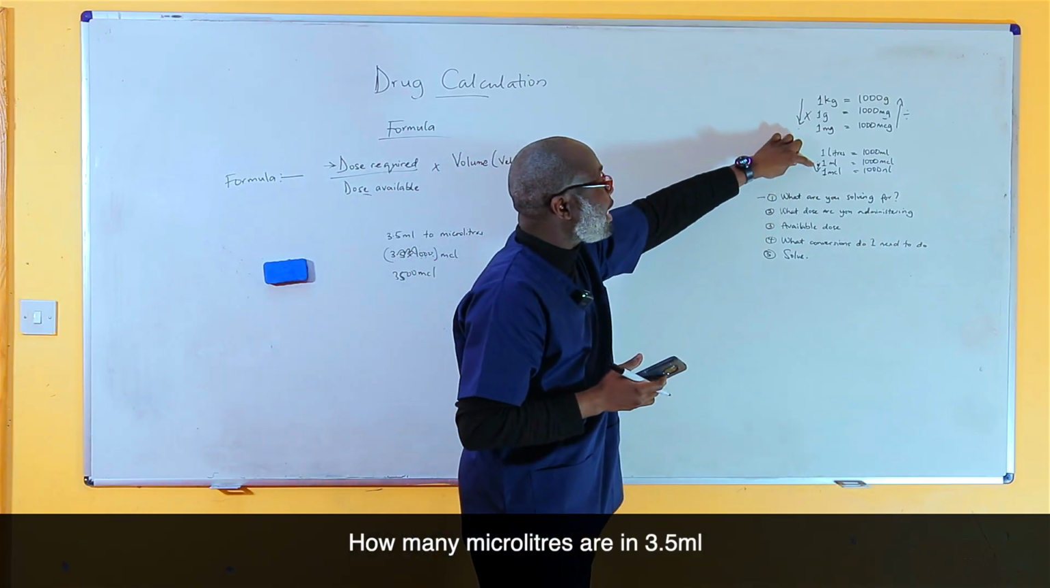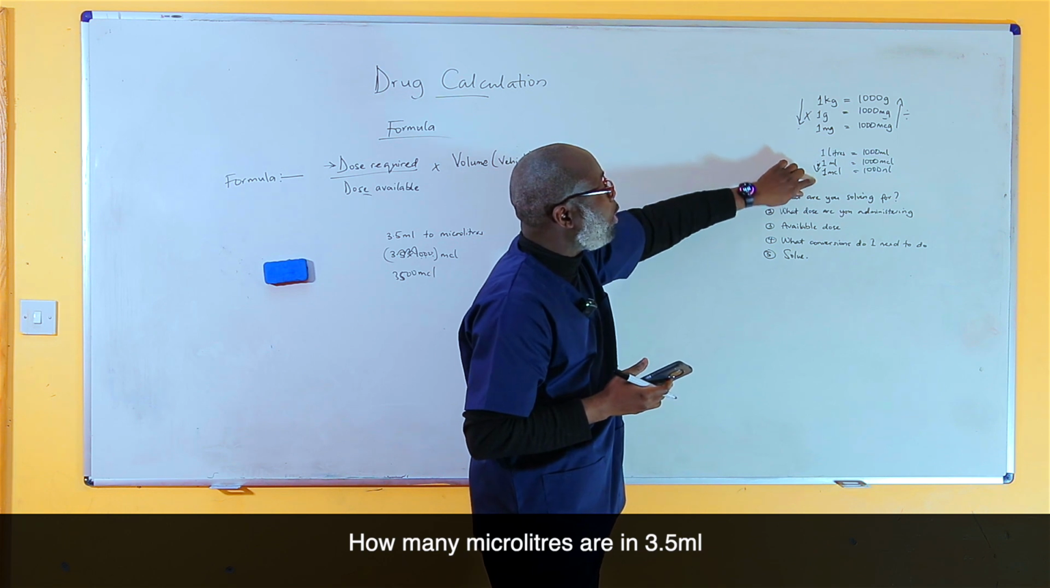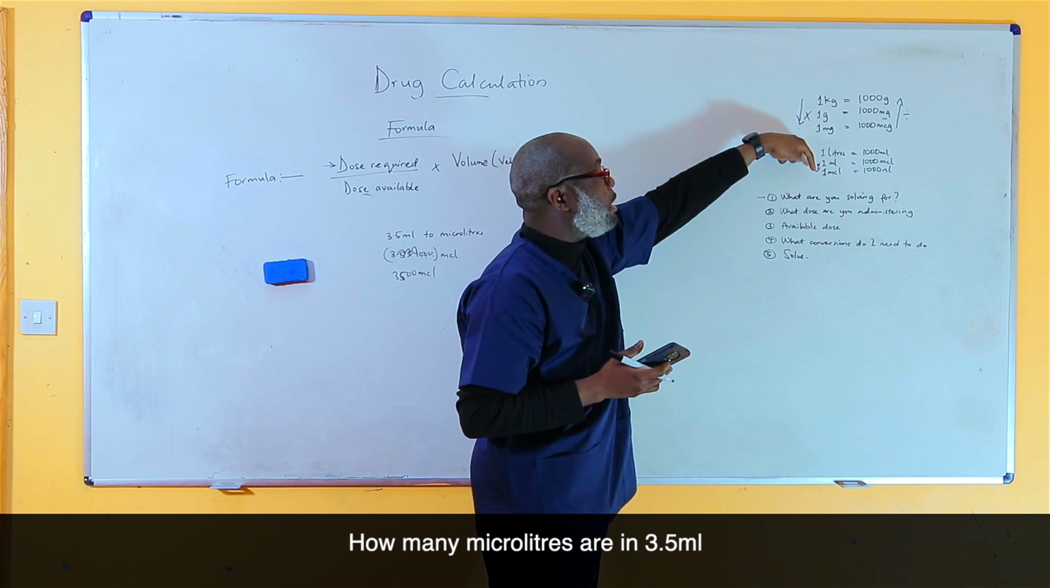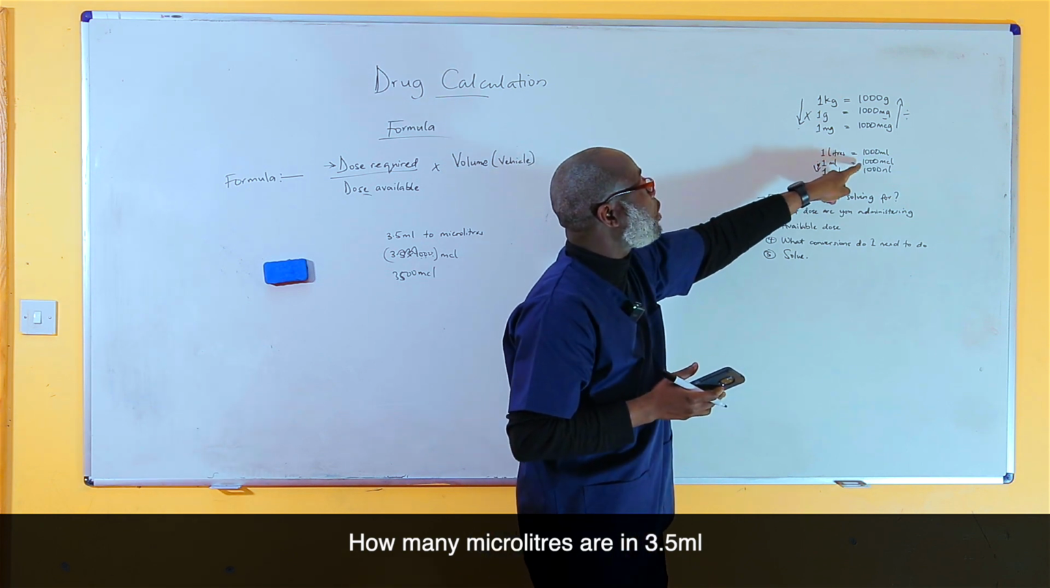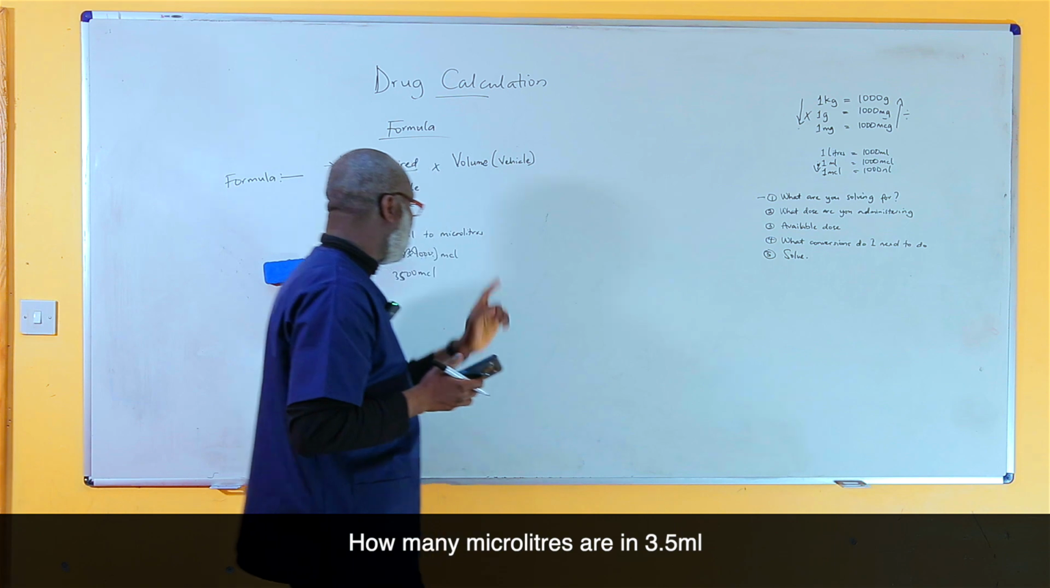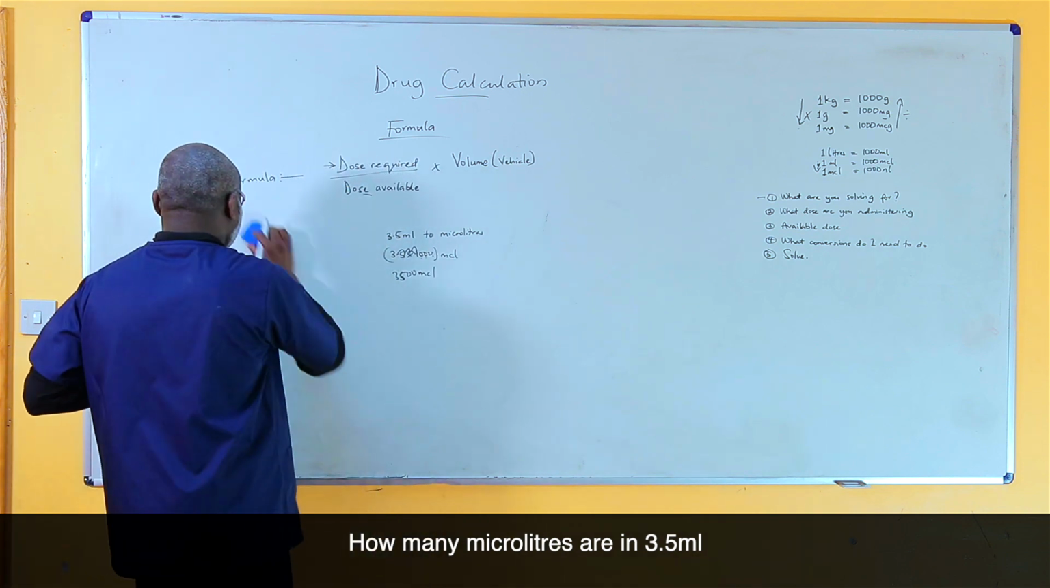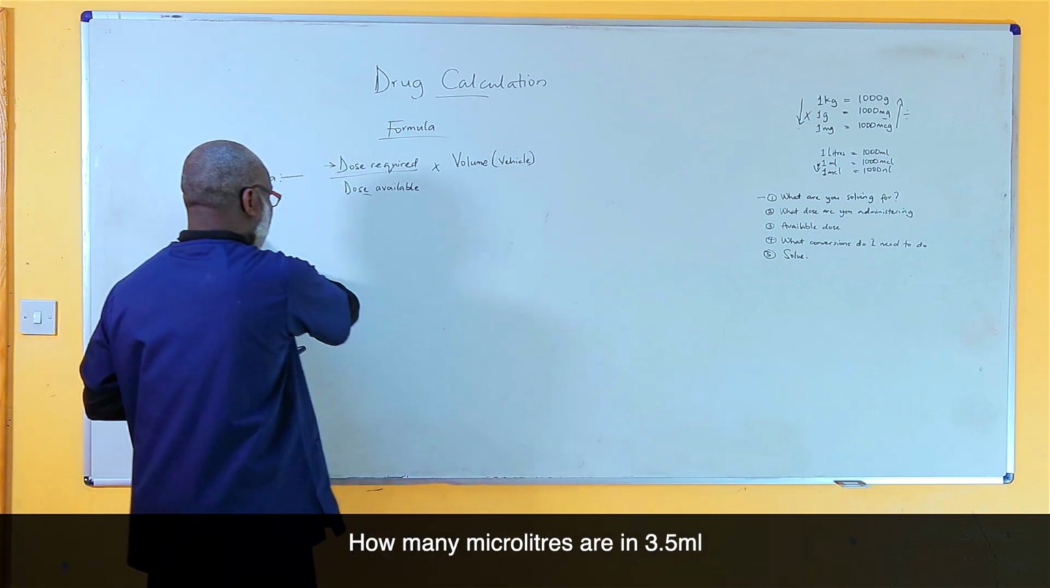So milliliter is greater, microliter is lower. So you're going from the larger to the lower. So what do you do? You multiply. You multiply by 1 milliliter equals 1,000 microliters. So you multiply by 1,000. So that is it.